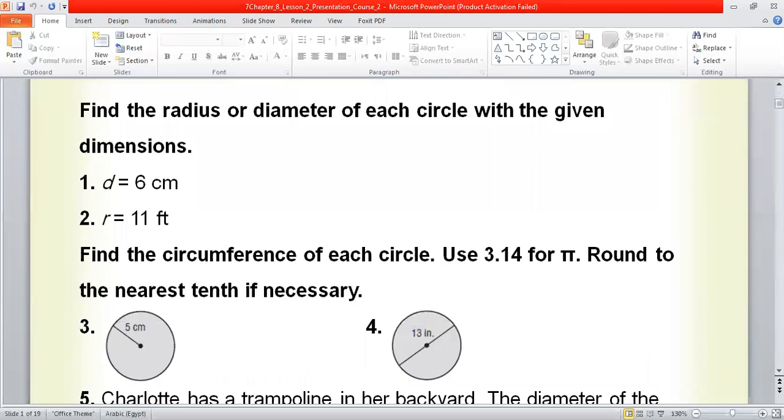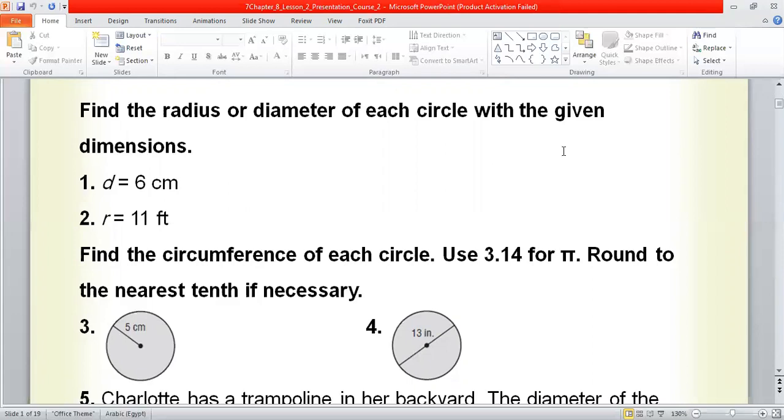Look with me at question number 3. He gives me the radius equal to 5. What is the circumference? The circumference in this case is equal to 2 times pi times r. I will write that, 2 pi r.